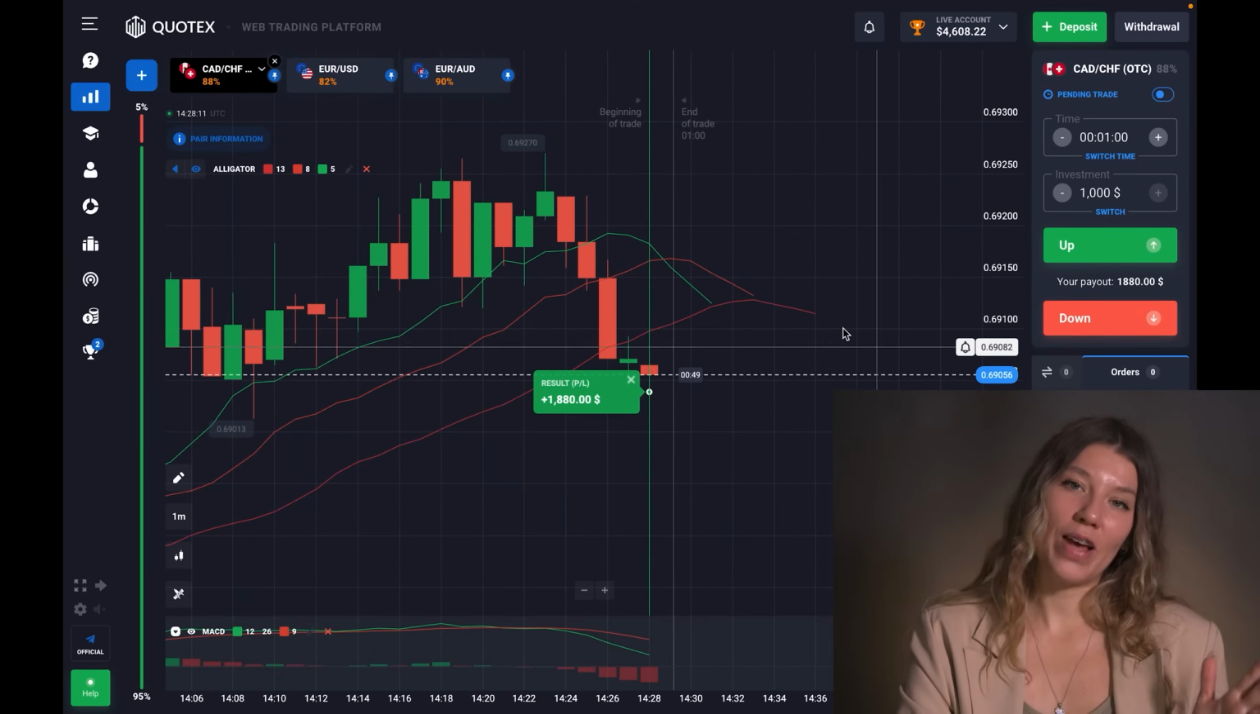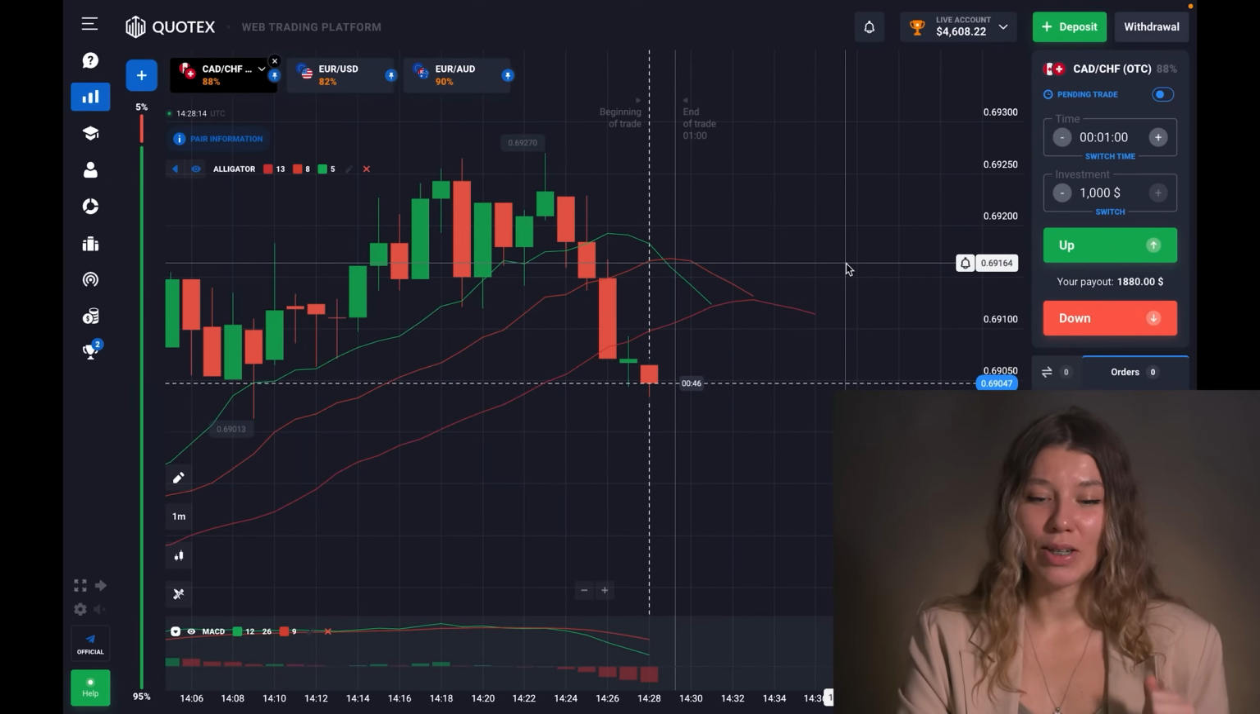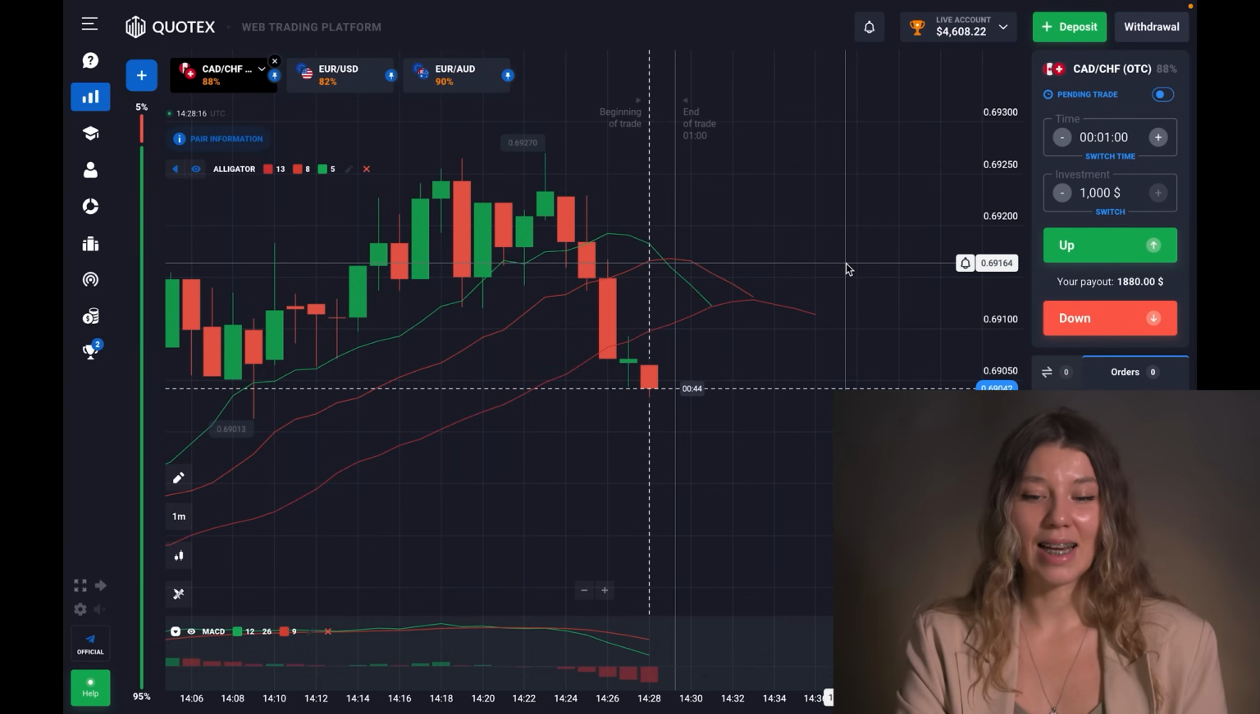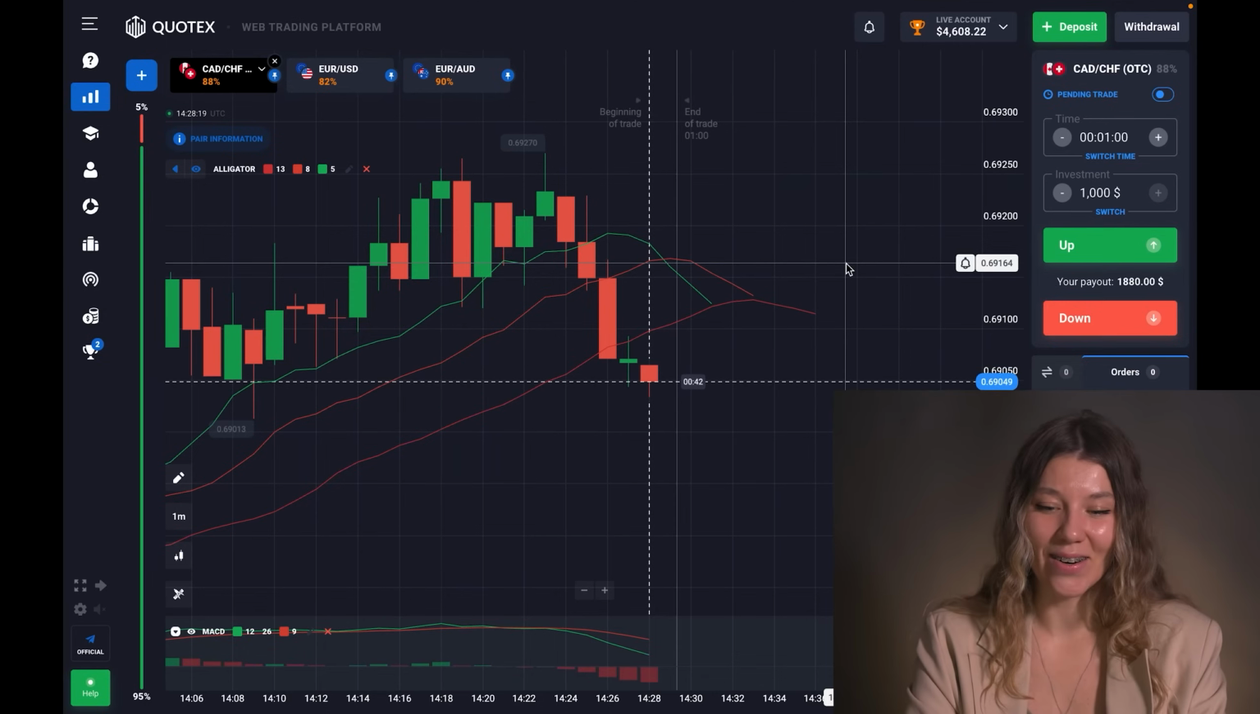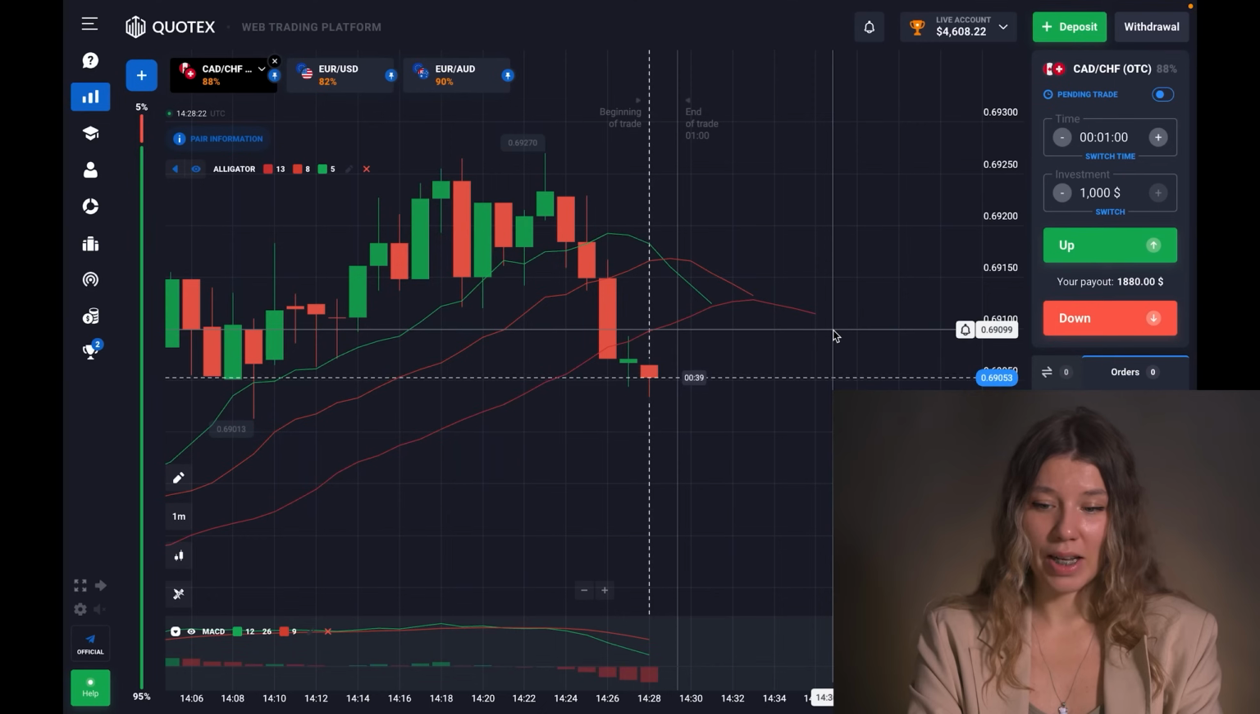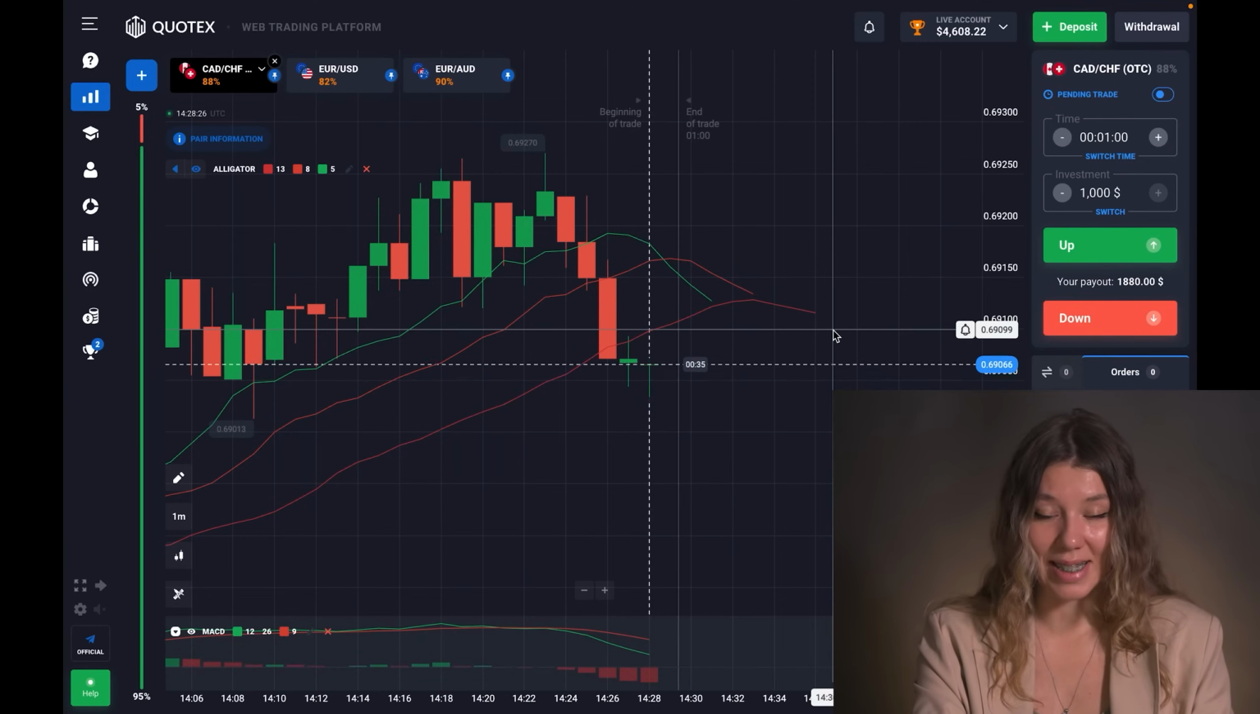Yes, friends, that was a very precise trade, and I like it. I managed to enter this deal exactly at the right moment when the price was moving down. So still 1 minute is pretty enough to gain my profit from a very small price movement, and I want to enter this deal again.